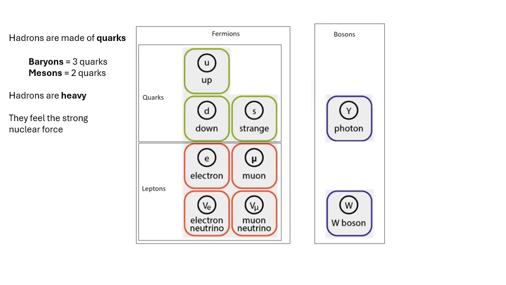Quarks can't exist on their own for reasons I'm not going to discuss here. But basically, hadrons are heavy, made of quarks. They feel the strong nuclear force. What's that then? You'll do it much, much later in the course. We'll talk a lot about that. So they're hadrons. Hadrons are made of quarks. The three quarks that we need to know: up, down, and strange.